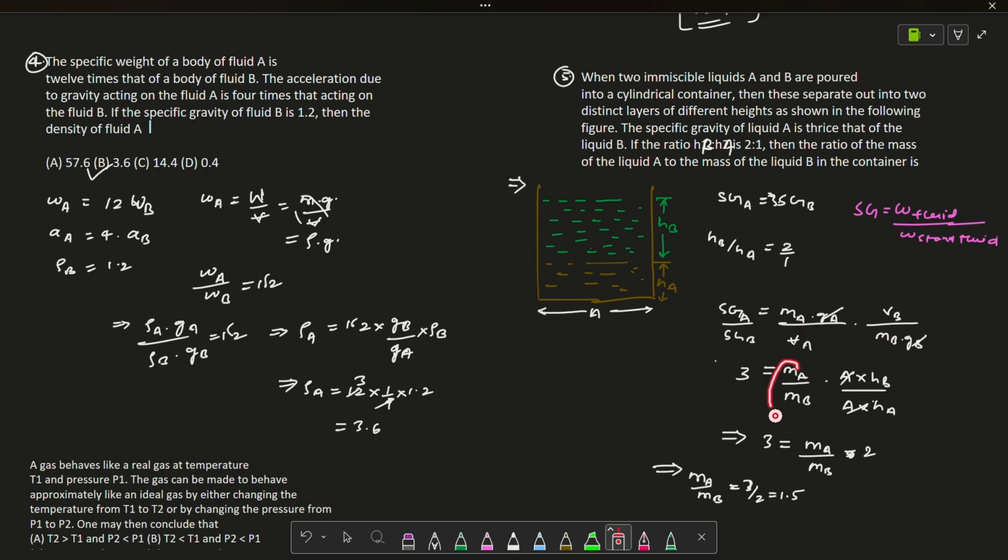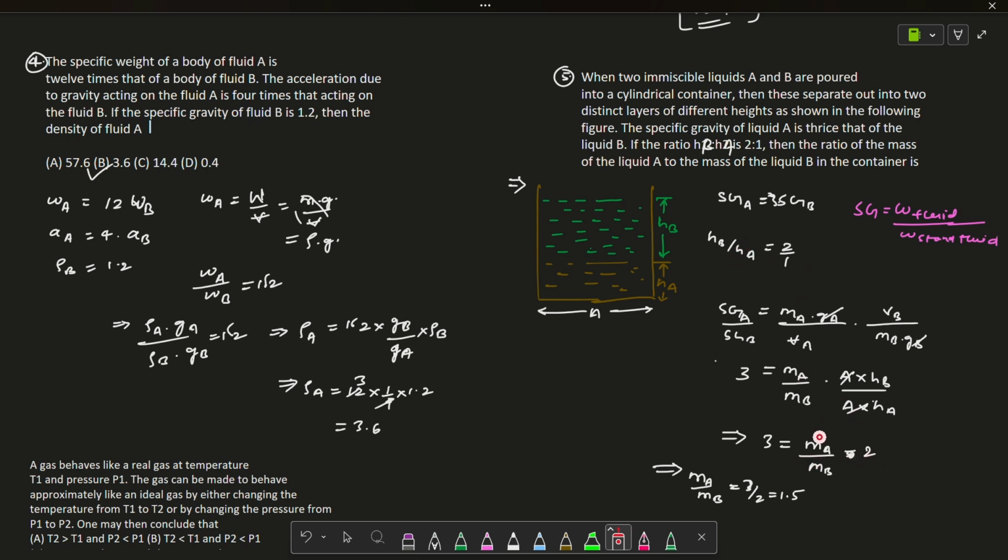MA divided by MB, we have to find it out. The volume of fluid A can be written as cross section area into height of A, and the volume of fluid B can be written as cross section area into height of B, right? So that's what I have written here. For VB, I have written A into HB. For VA, I have written A into HA. So A gets cancelled, the cross section area will remain the same for liquid A and liquid B, right? So we have cancelled both the areas, and the value will remain HB by HA. Now HB by HA is known, that is 2. So we keep it as 2.